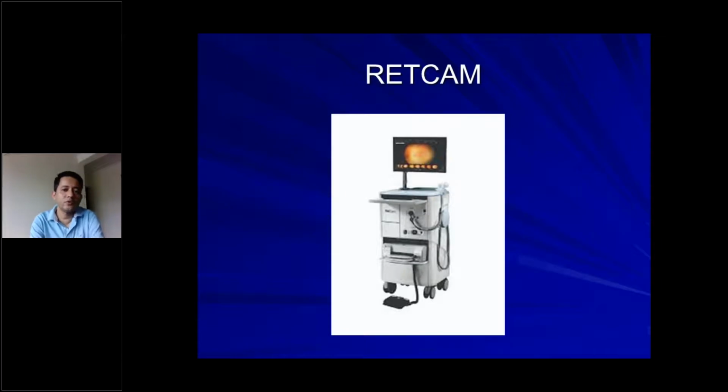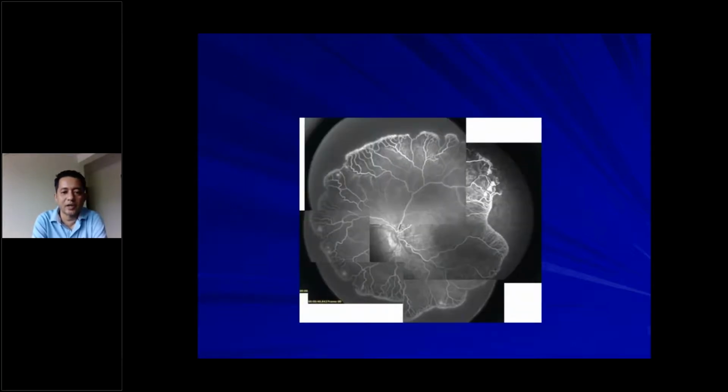Similarly, for children, we can use a RetCam, which is a handheld portable camera, attached to this big machine over here, and then it can be used to take a large field fundus photo, as well as the angiogram of the child. This we typically use in patients of ROP, that is premature babies with retinopathy of prematurity. And this is a nicely done FFA of a premature baby. You can see this is till the area where the vessels have grown, and this is the avascular area. There's no growth in this area.